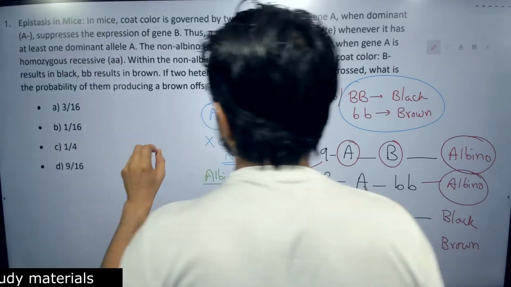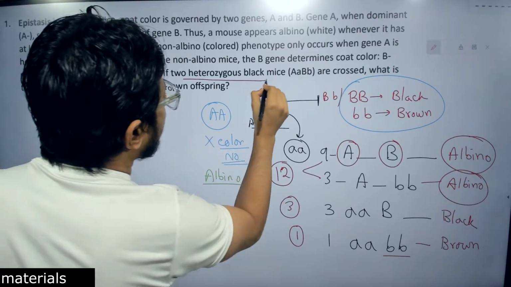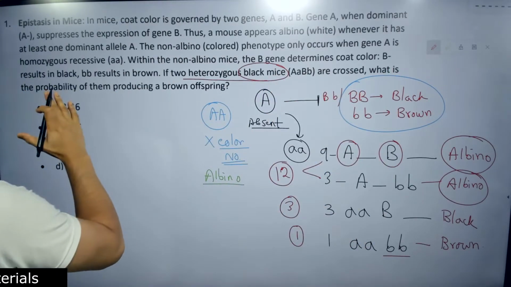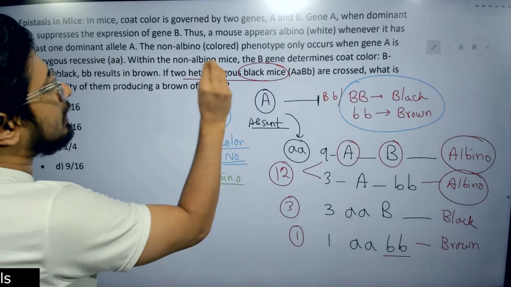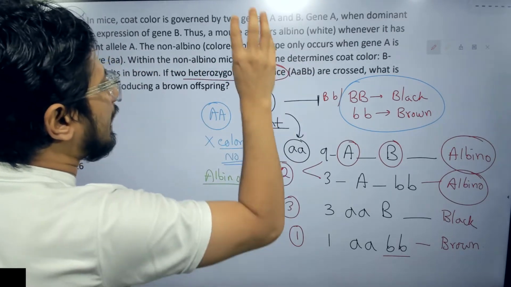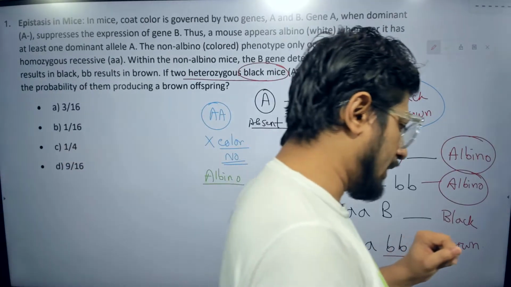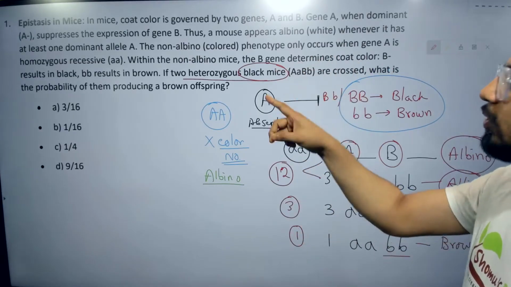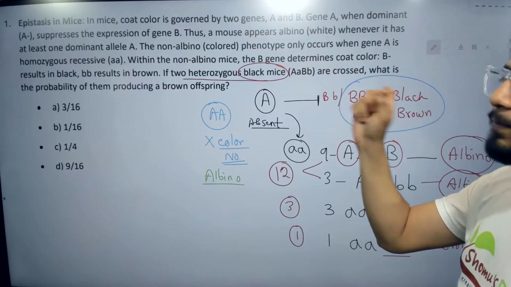Now let us talk about the question. The question stated: if two heterozygous black mice are crossed, what is the probability of them producing a brown offspring? Regarding the parents, there will be two black mice, and the genotype of both will be heterozygous, that is capital A small a, capital B small b.